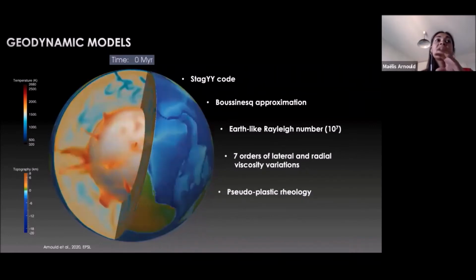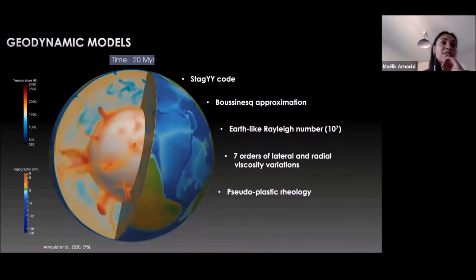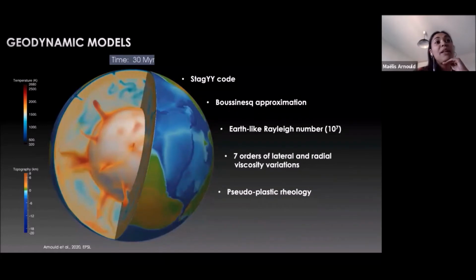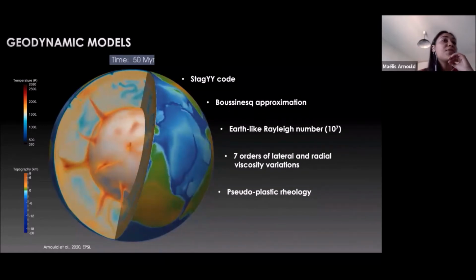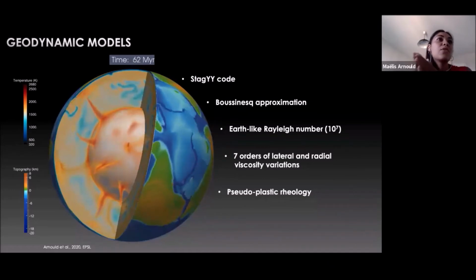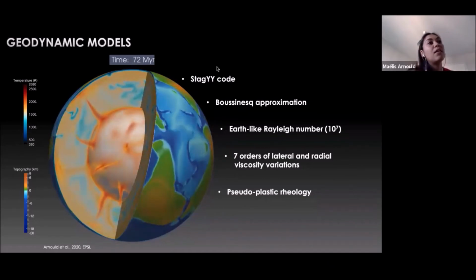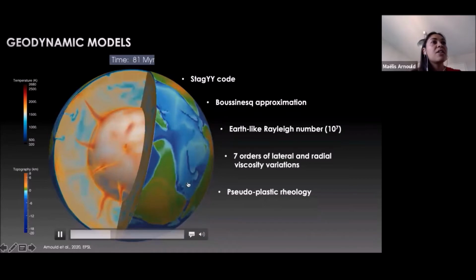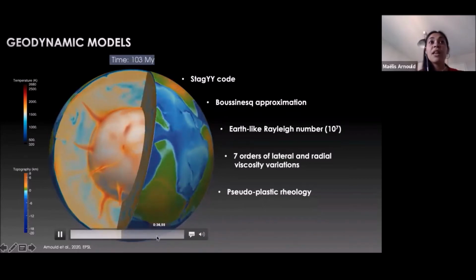And the last ingredient in these models that's quite important is the pseudoplastic rheology, because it allows the localization of surface deformation into what we'll call plate boundaries that you can see here, for example. So here you have the topography at the surface of these models.